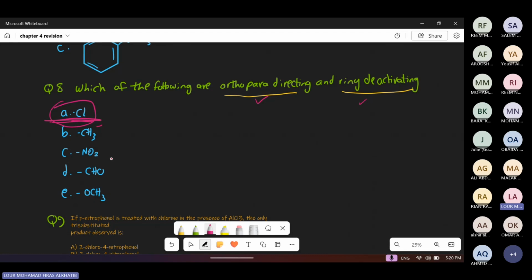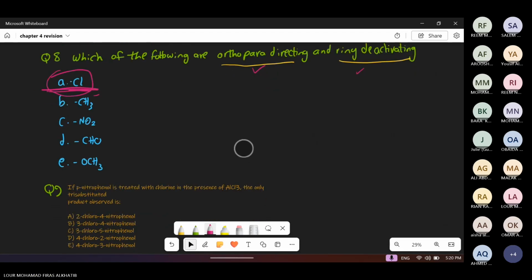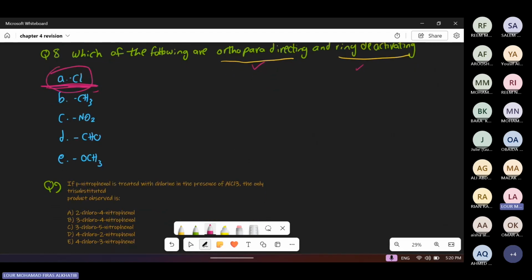All of these other ones are what? What are the other ones? I'm not going to say. Come on. Deactivators. Okay, exactly. Now B. Activator and the other a deactivator. Right, bravo. Are they ortho para directing or meta directing? Ortho para.